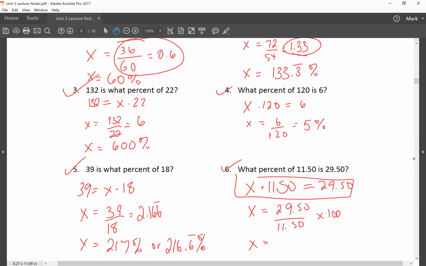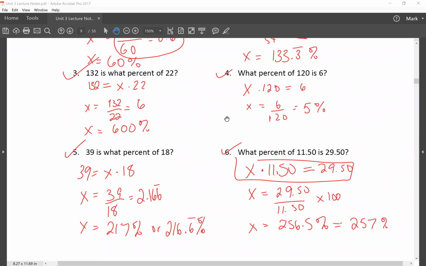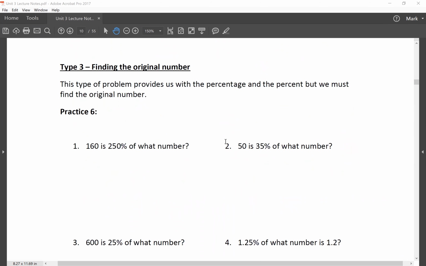So I get 2.56. I'm going to multiply that by 100. Hold on, let me do that again. I might have put a number in wrong on my calculator. Yep, I did. Okay. So I get 256.5%. Again, you could say 256.5, or you could just keep it simple, 257%. Whatever. Not really looking for sig figs here. All right, cool. Let's move on to type 3.